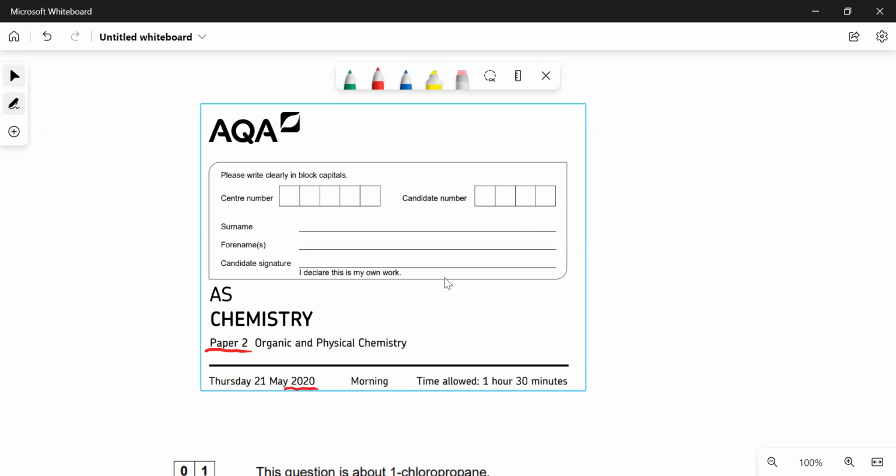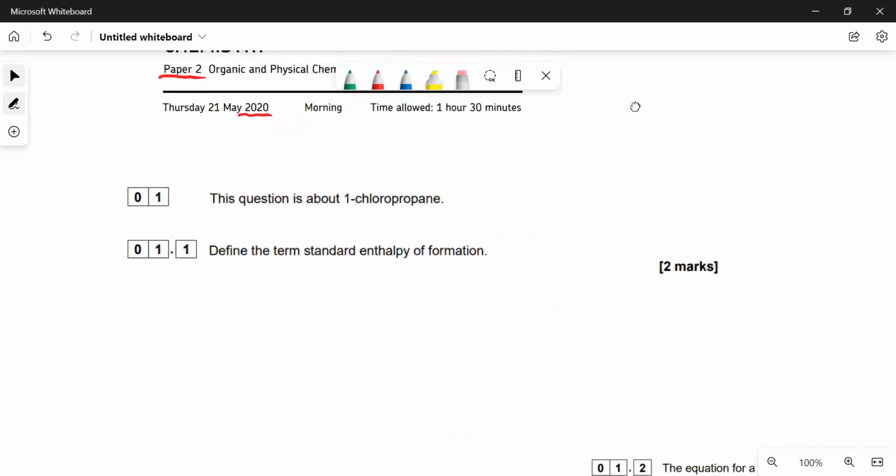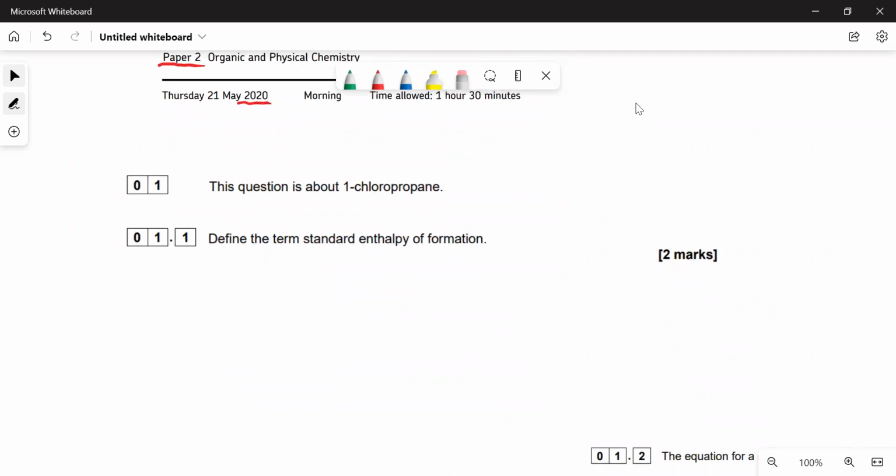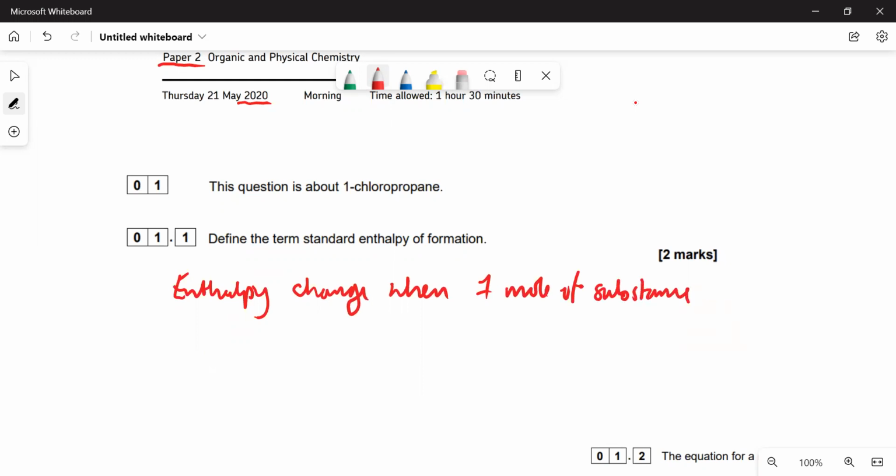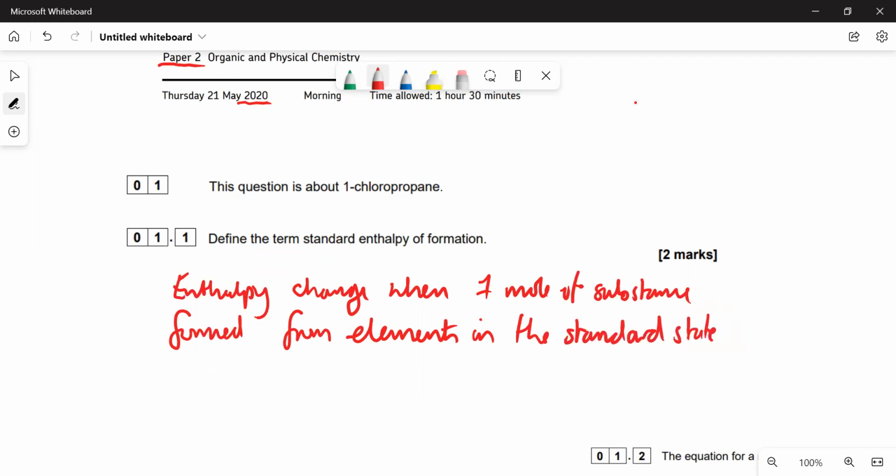Okay, so, right, first question about chloropropane. Define the term standard enthalpy of formation. Well, that is the enthalpy change when 1 mole of substance is formed from the elements in the standard state. Okay, right.